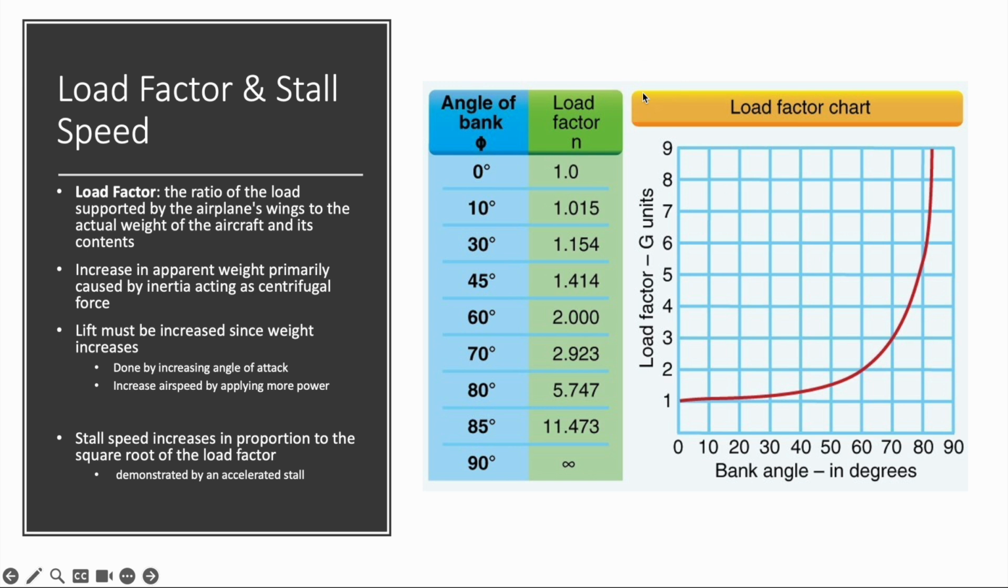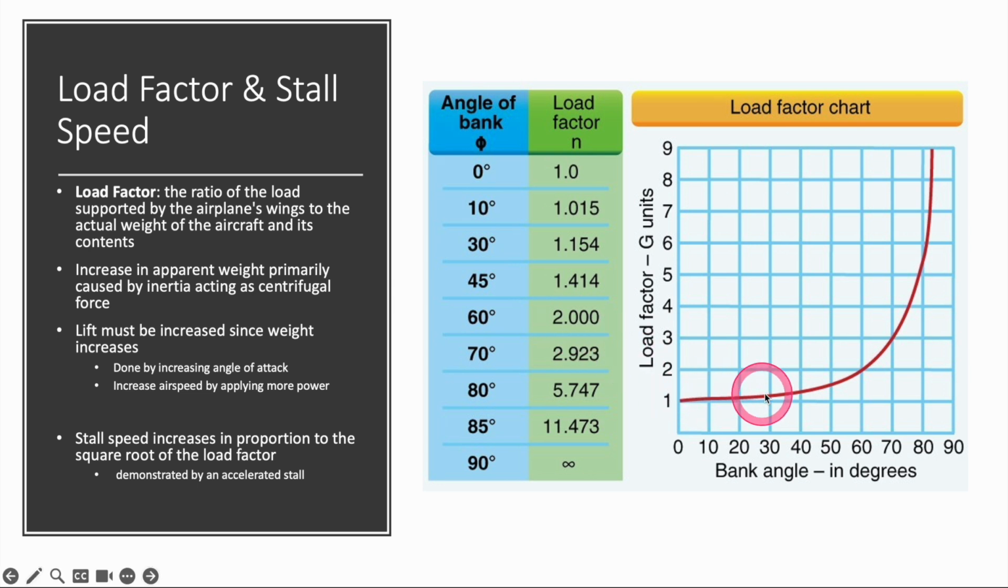Load factor and stall speed. So load factor, like we looked at before with that force vector, is as you bank the airplane, you're increasing your load factor, or how much weight the airplane feels. So load factor is measured as G-force, essentially. So with 0 degrees of bank, you and the plane are feeling 1 times the force of gravity. And then if you compare it to 60 degrees of bank, you're feeling 2 times the weight that you normally would. So the aircraft and yourself feel twice as heavy as they normally would.